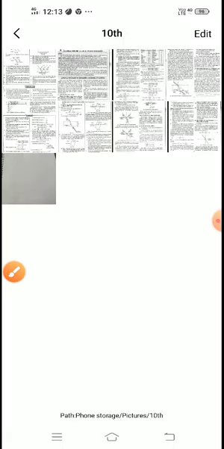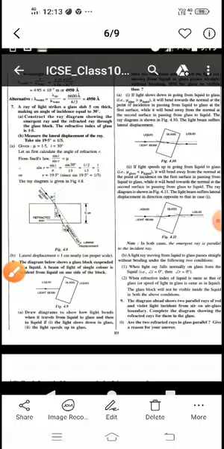One more condition: if both the mediums are the same. This is going to be an air medium and this is also going to be an air medium. If I send the light, there is no deviation because they are all in the same medium. There is no deviation at all. So this is for the no deviation condition.